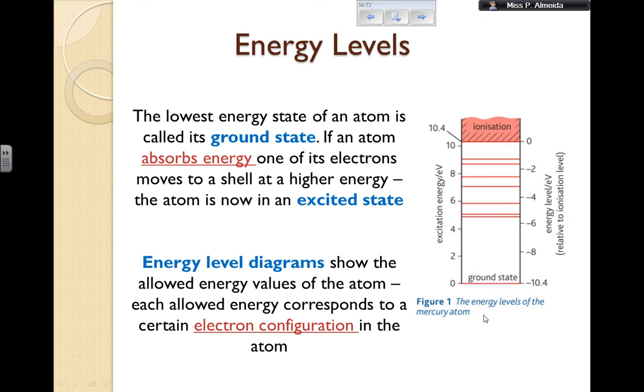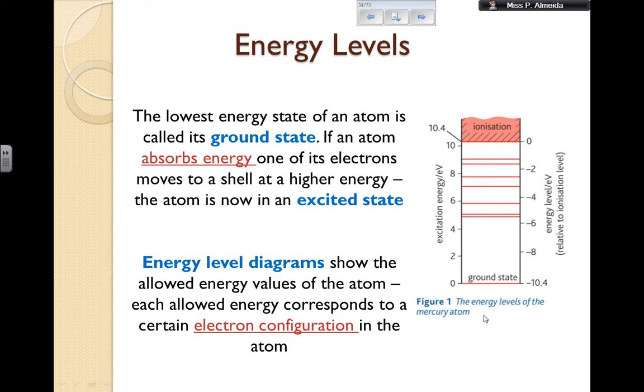The lowest energy state of an atom is called the ground state, okay? It's when the atom is in its most stable state. If an atom absorbs energy, one of the electrons moves to a shell at a higher energy level, and we say that the atom is now excited, or in the excited state.